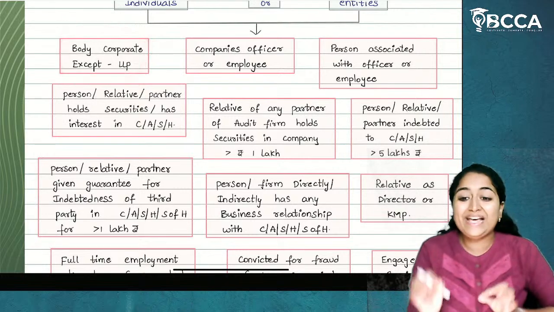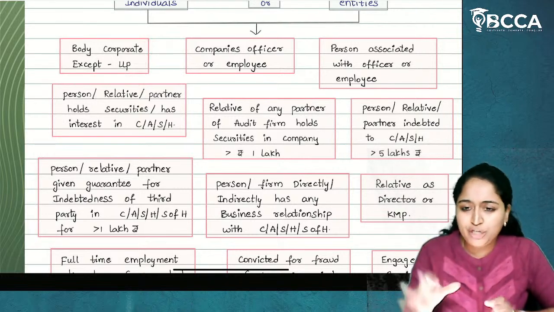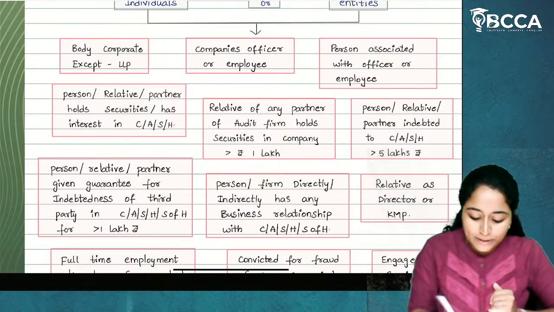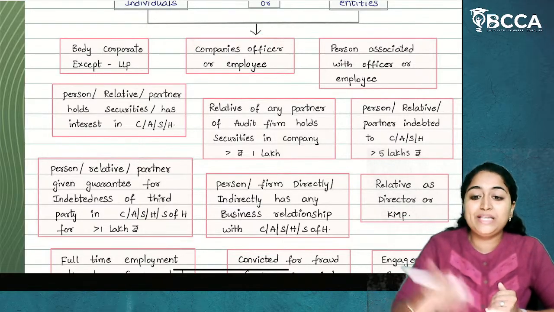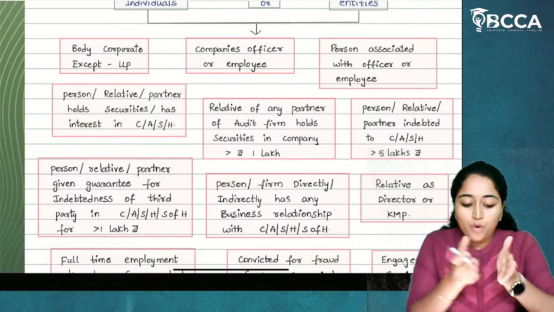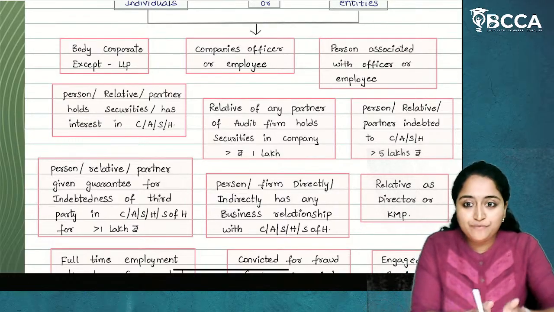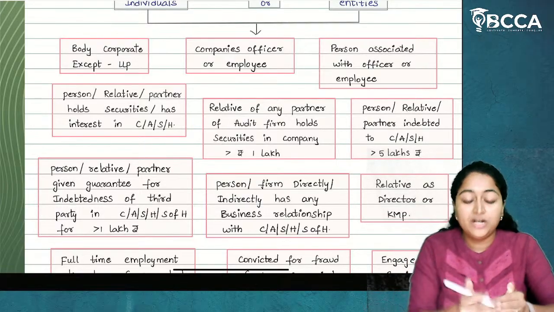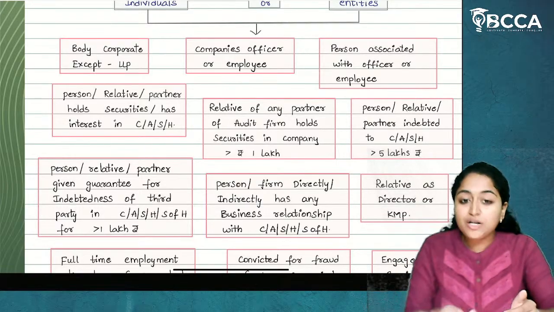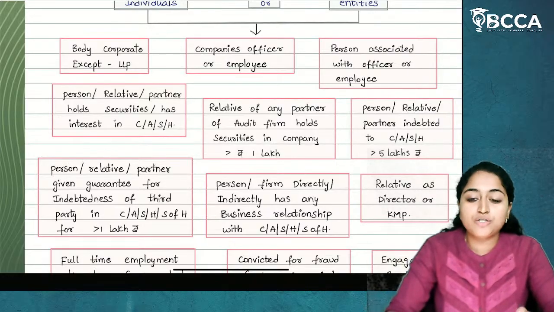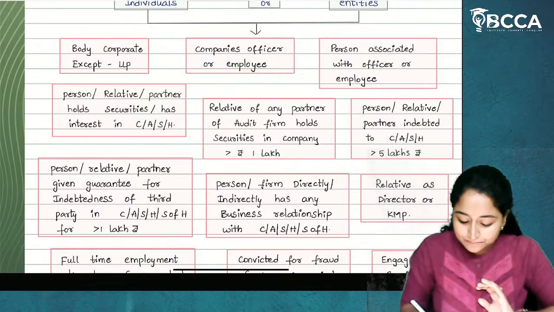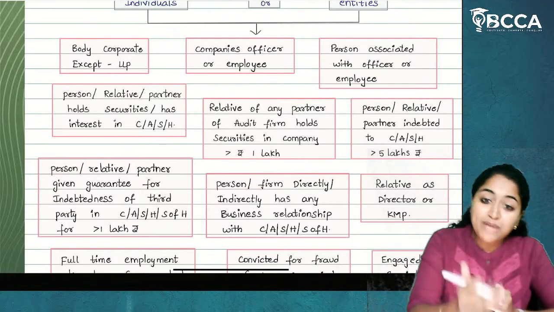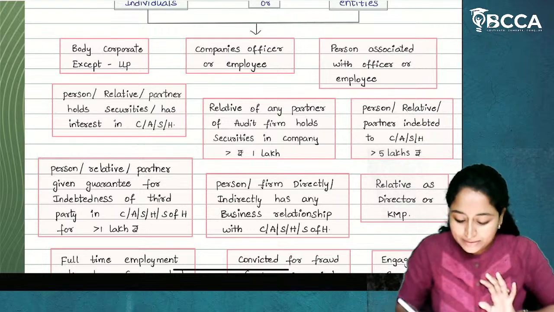Now, what are the disqualifications? Body corporate except LLP. Any body corporate except LLP is disqualified from being appointed as a cost auditor. His own company's officer or employee. Whatever the company or partnership firm or LLP which is going to be appointed as a cost auditor, if that company's officer or employee is going to become a cost auditor, then they are disqualified. Can they be appointed in any other company? Yes, they can. But in the same company in which they are working, they can't be appointed.